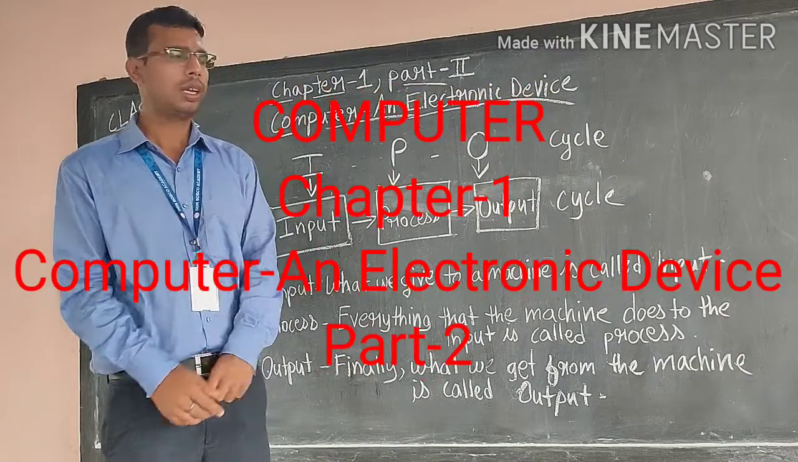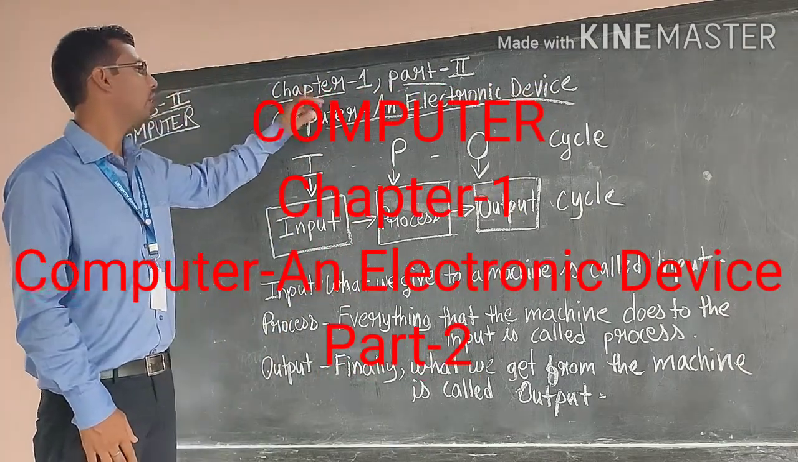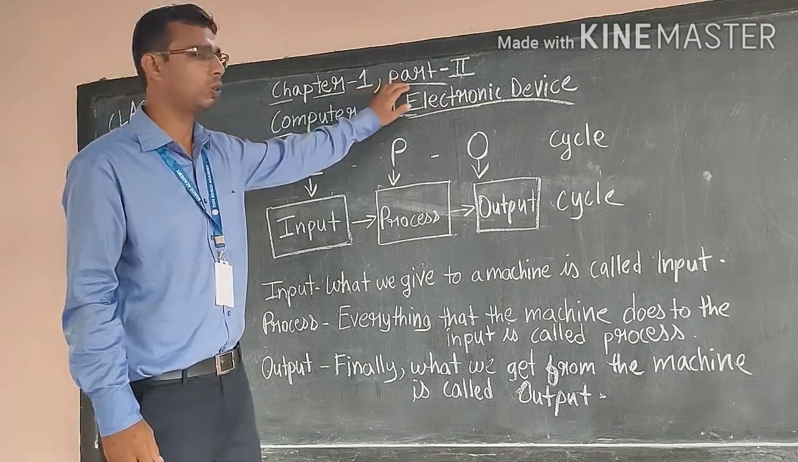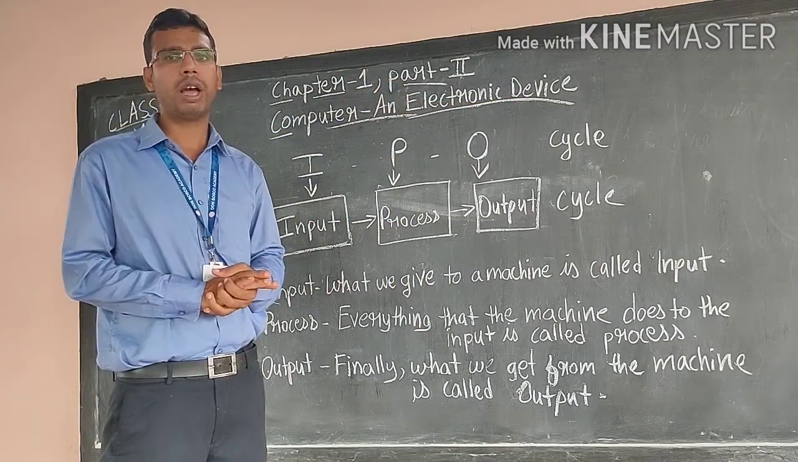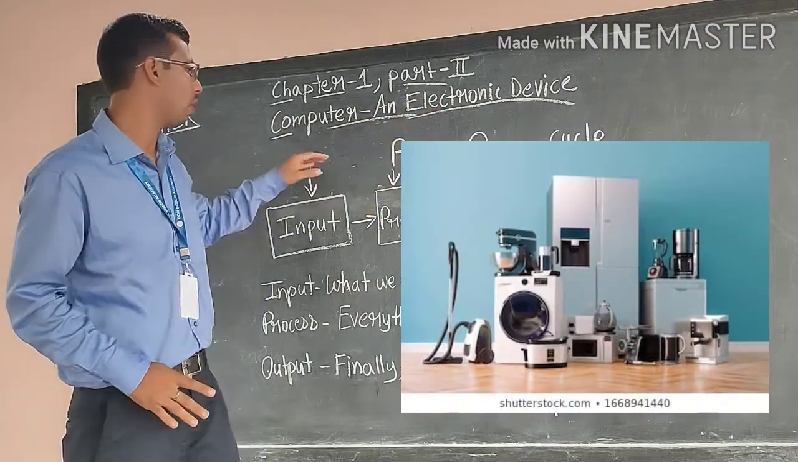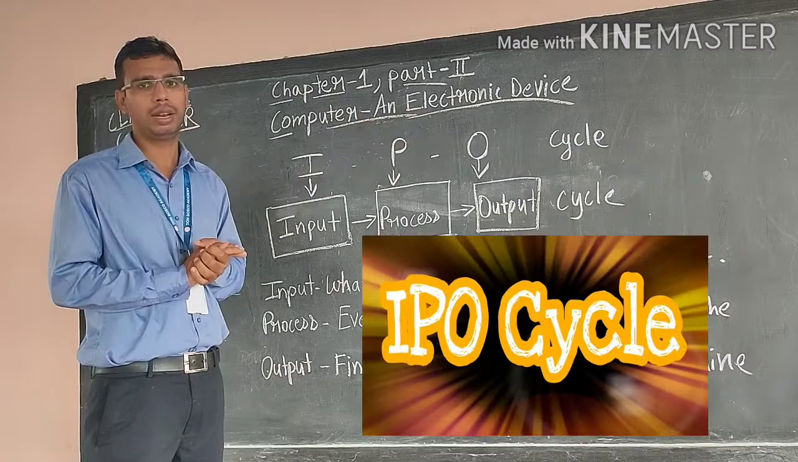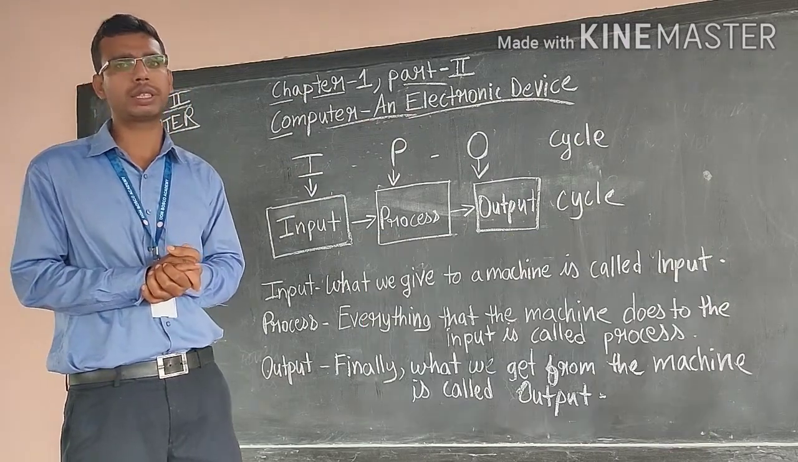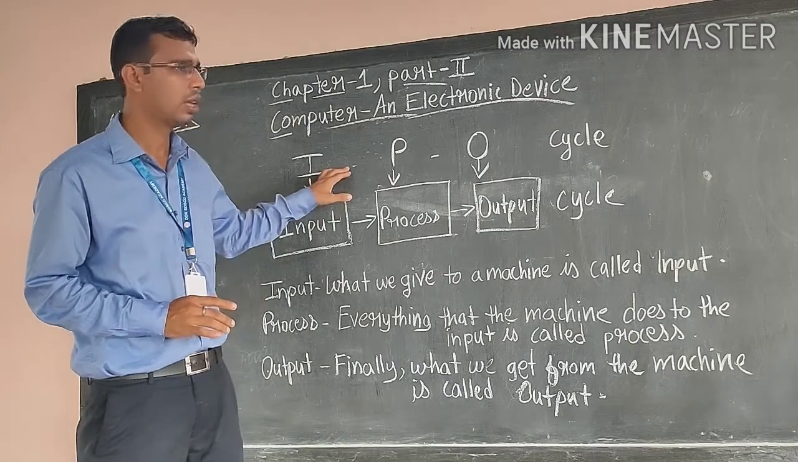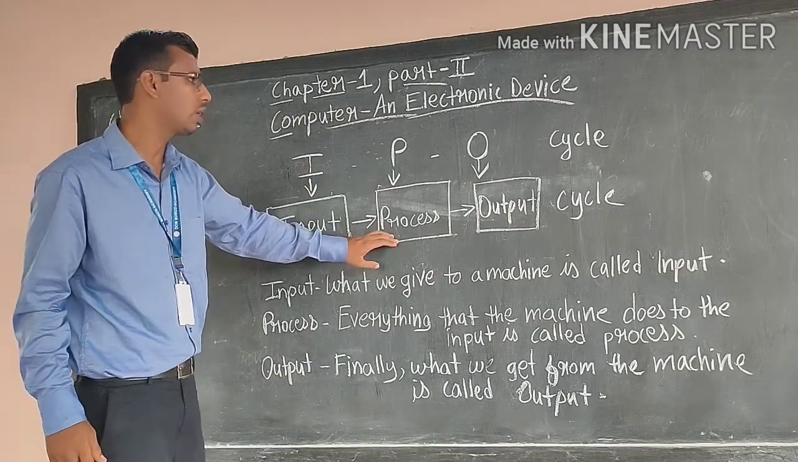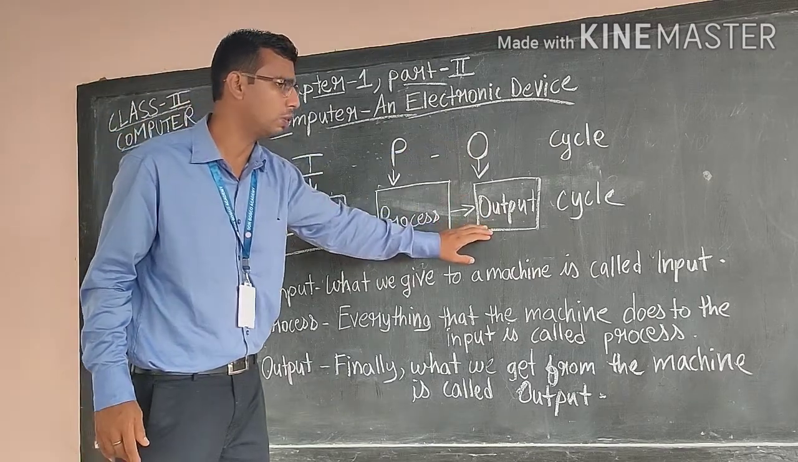Class 2. Let me continue chapter 1, computer and electronic device. This is part 2 video. In part 1 you have learnt about an electronic device. Today you will learn about IPO cycle. All machines follow a cycle known as IPO cycle. I stands for input, P stands for process, O stands for output.